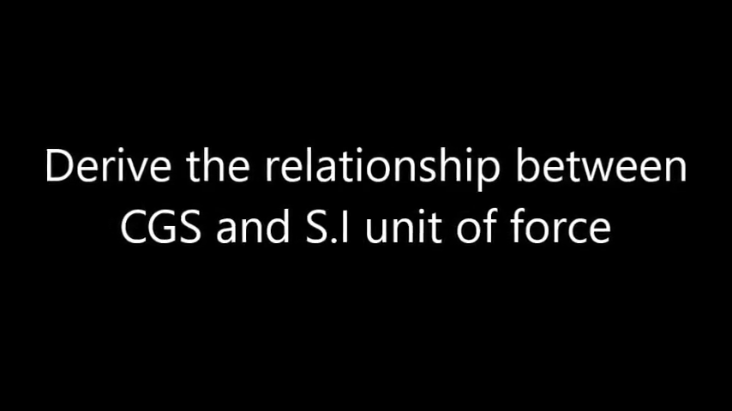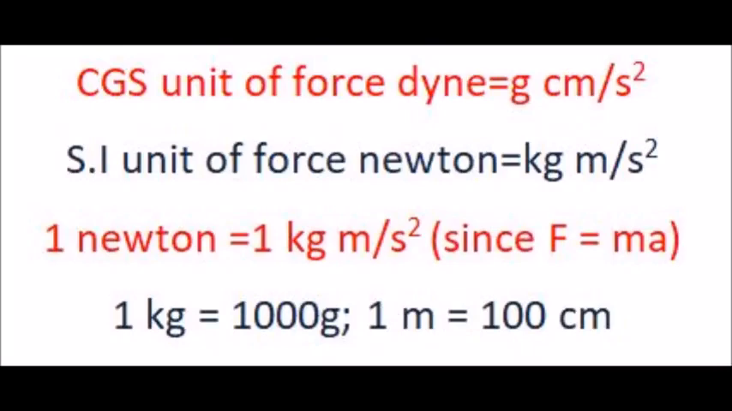Derive the relationship between CGS and SI units of force. CGS unit of force is dyne, which is nothing but gram centimeter per second square, and SI unit of force is Newton, which is kg meter per second square. 1 Newton is equal to 1 kg meter per second square, since F is equal to ma.